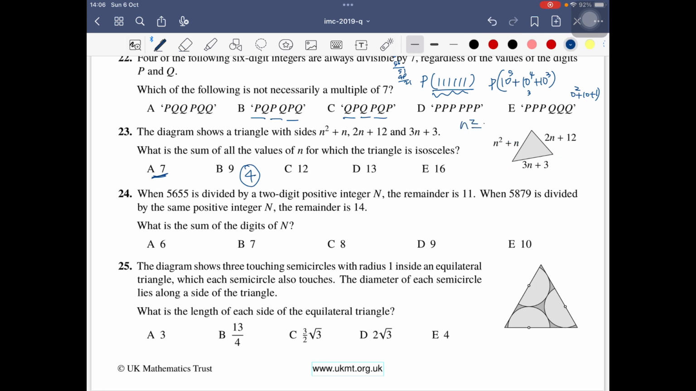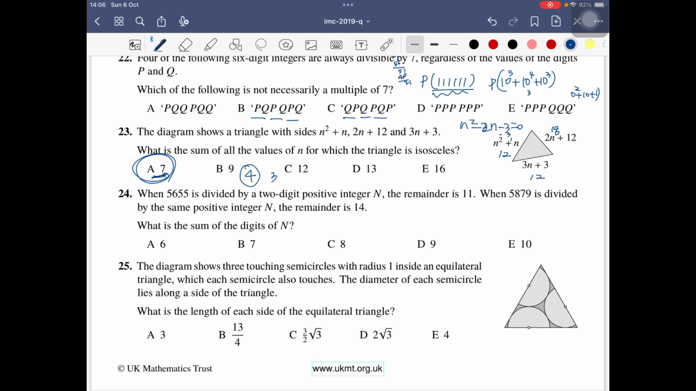n squared minus 2n minus 3 equals 0. So n can be 3, but n cannot be negative 1 because this will be 0. So n needs to be 3. So this is 12. This is 12. This is 18. So this is possible. So the answer is 7.